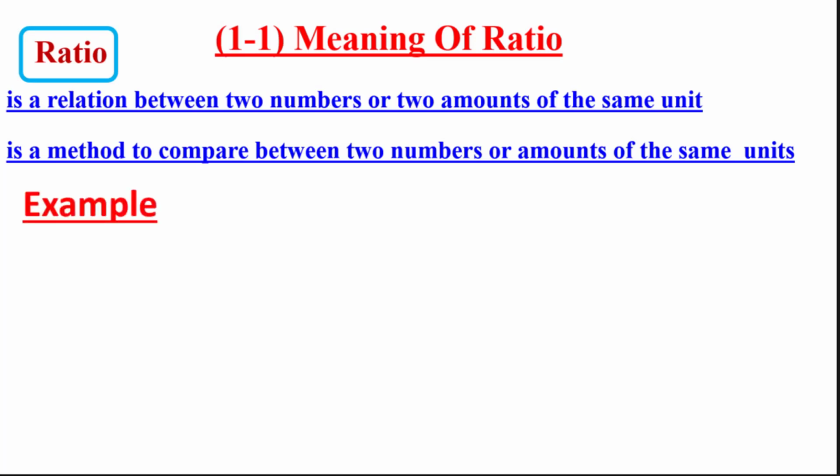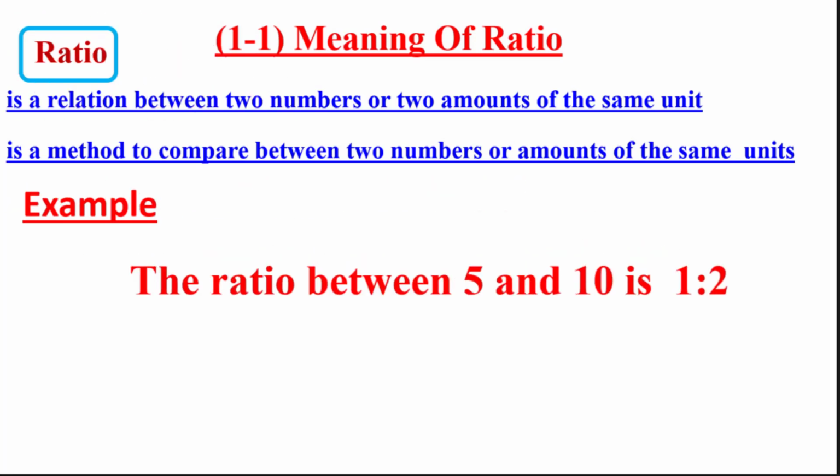If I ask you what is the relation between the two numbers 5 and 10? The ratio between 5 and 10 is written 1 to 2. Why? If I ask you to compare between 5 and 10, you can say that 5 is less than 10 or 10 is greater than 5. Maybe someone says that 5 is half 10. This is called the ratio. So the ratio between 5 and 10 is 1 to 2.